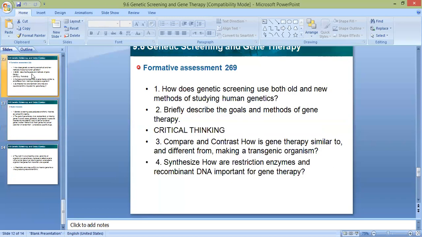Okay, question number 2. Briefly describe the goals and methods of gene therapy. يلا يا سديل.